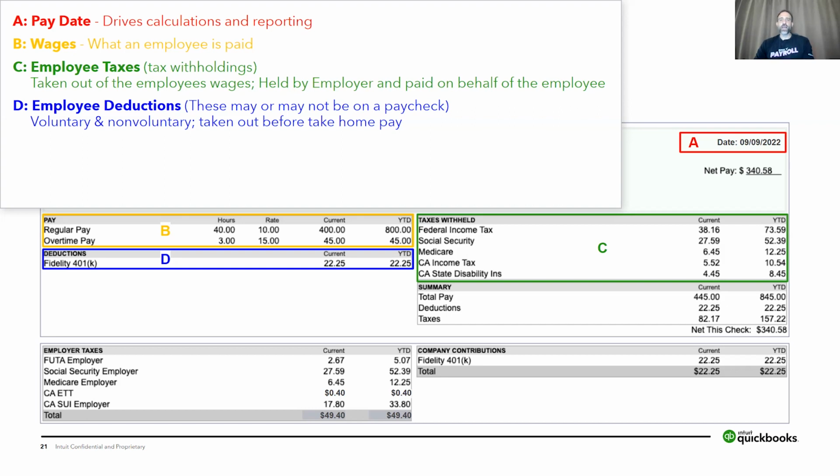Okay, so how do we calculate the net pay or the take-home pay? The net pay or the take-home pay is the total wages earned minus everything that's taken out of the paycheck, like employee taxes and deductions. So this is the amount that the employee takes home.